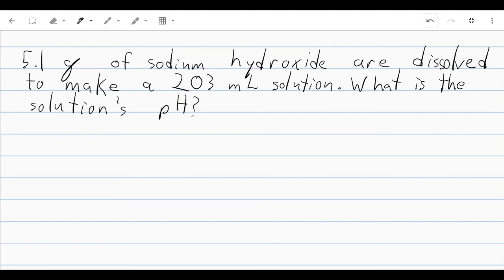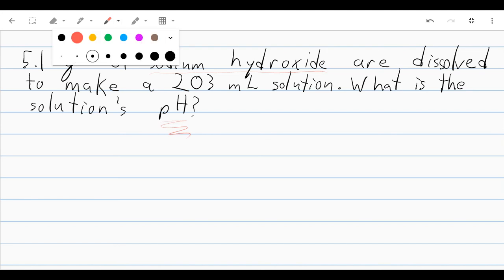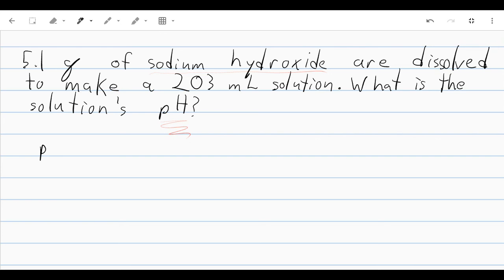Now, key important thing to notice here, we have a base in our sodium hydroxide. We are being asked to calculate its pH. We cannot calculate the pH directly from the concentration of the base. You can only calculate the pH directly from the concentration of an acid. So what we're going to have to do here is calculate the pOH first and then use that to figure out what the pH would be. So we're going to have to solve for pOH first off.